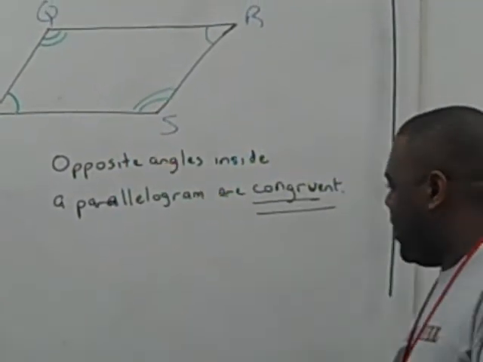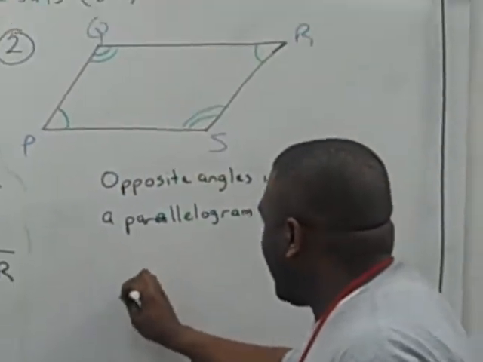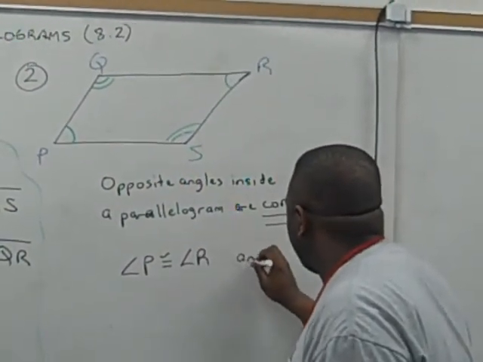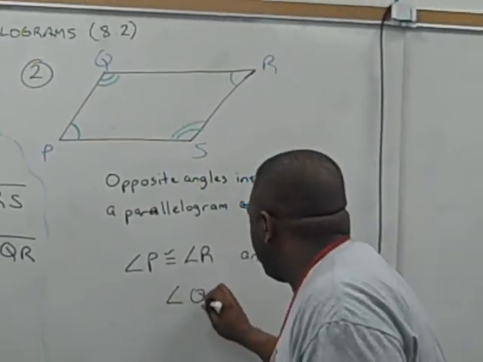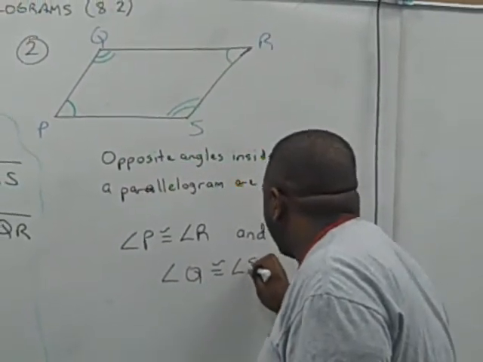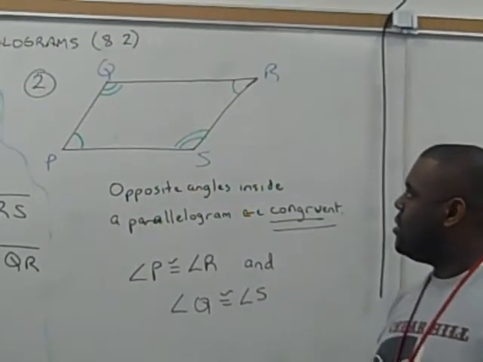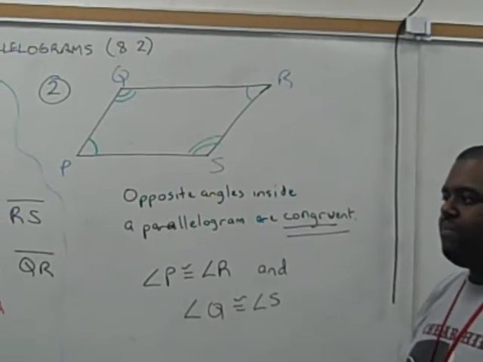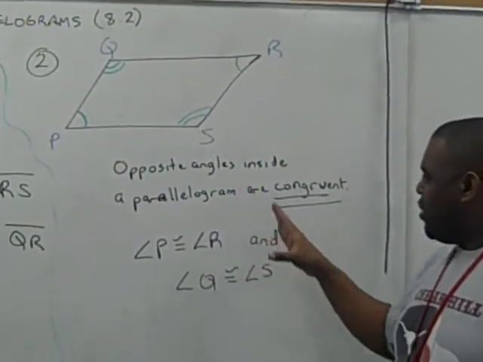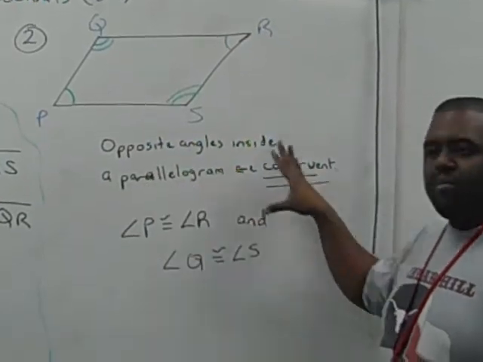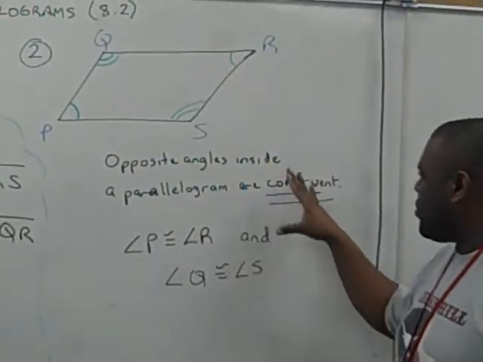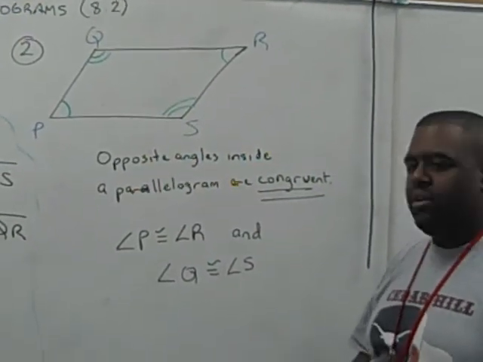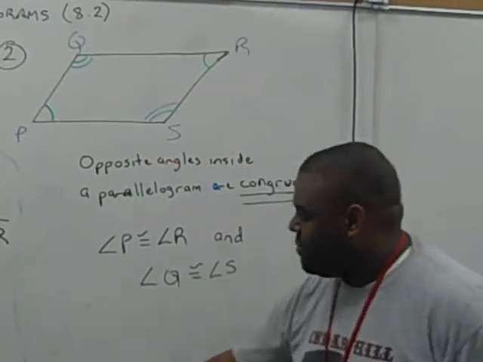All right? Which means, in this picture, that angle P is congruent to angle R, and angle Q is congruent to angle S. Okay? So those opposite angles inside a parallelogram are congruent. Okay? Now, you got that down? Because what I'm going to do is erase this mark right here, and continue to talk about the angles. There's something else we can talk about with these angles. Okay? You got that down? Good.